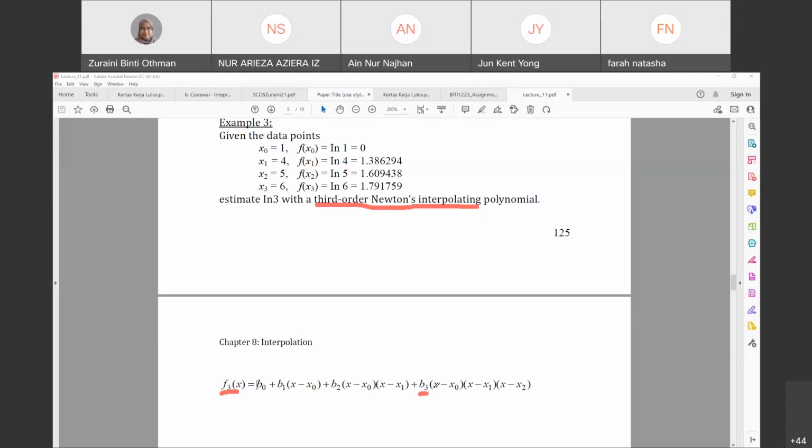And for B3, we have 3 brackets, which is X tolak X0, X tolak X1, X tolak X2. This is the general formula for F3. Okay, clear for that?